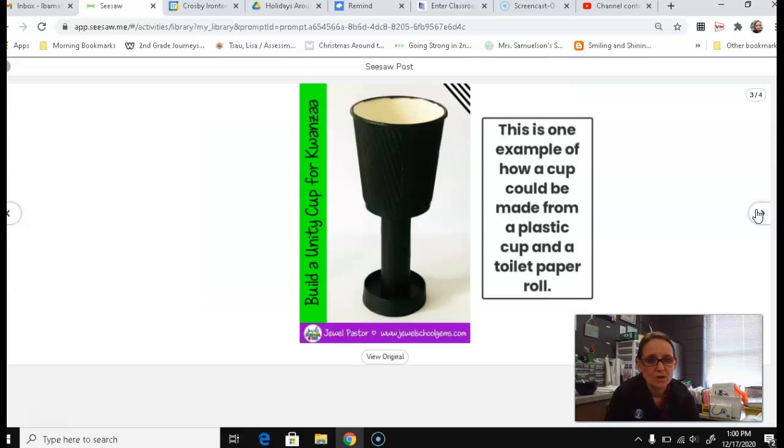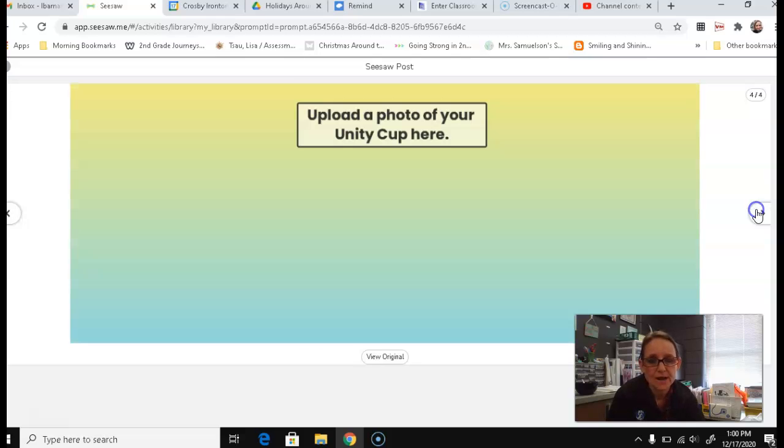Here is an example of a unity cup that was created from a plastic cup and a toilet paper roll. That is just one example. I want you to be creative and come up with your own unity cup, create it, and after you do, I want you to upload a photo of the cup that you created right here. I can't wait to see what you come up with.